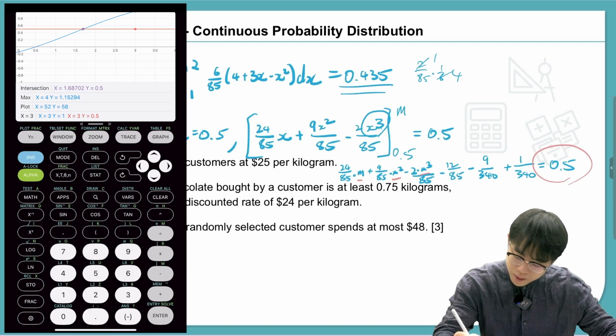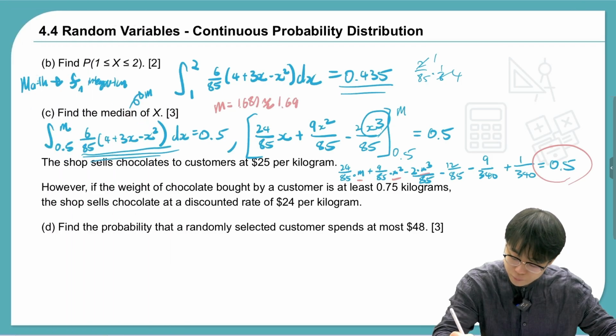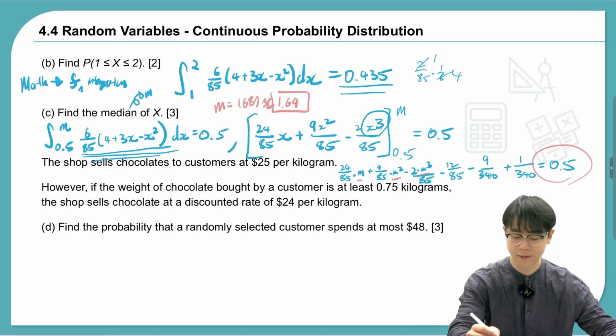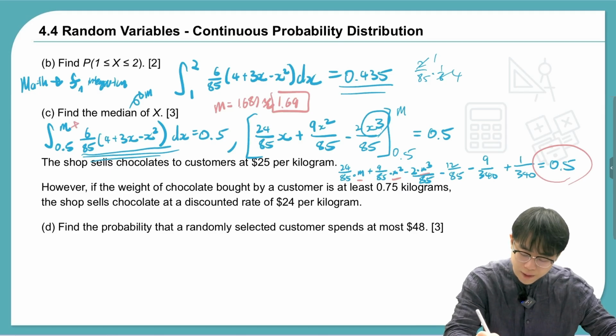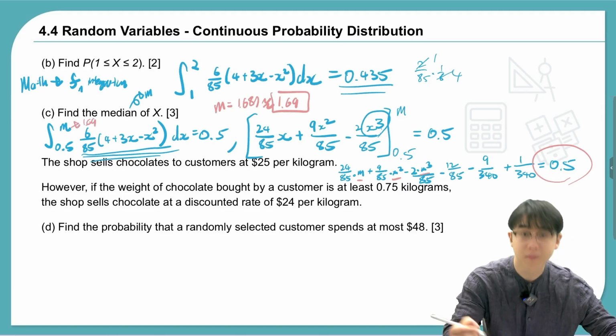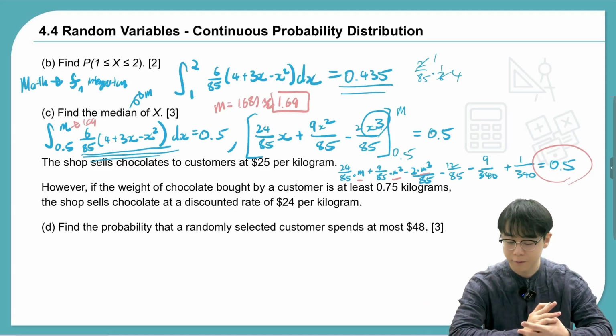Okay, so when m is 1.687, or when m is around 1.69, we see that that's our median, because integrating from 0.5 to 1.69, that's going to give a net area of 0.5.